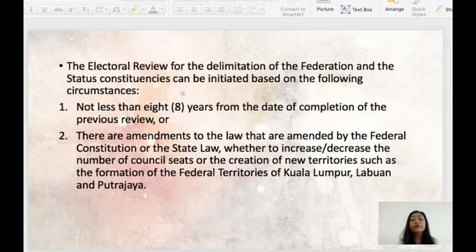Then the electoral review for the delimitation of the federal and state constituencies can be initiated based on the following circumstances. First one, not less than 8 years from the date of completion of the previous review. Second one, there are amendments to the law, whether by the Federal Constitution or the state law, to increase or decrease the number of council seats or the creation of new territories, such as the formation of the federal territories of Kuala Lumpur, Labuan and Putrajaya.